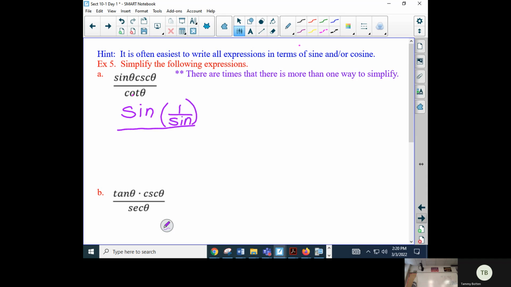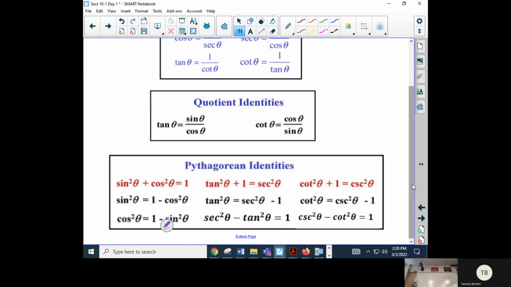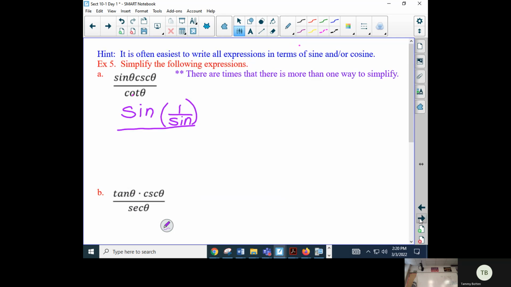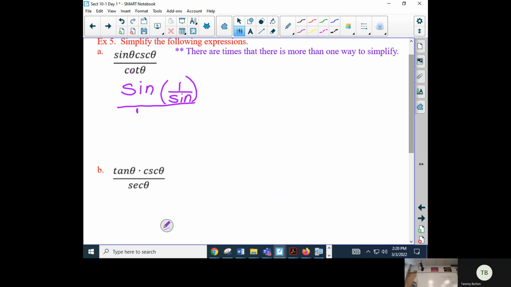Then on the bottom, do you remember what cotangent is? It is 1 over tan, that's true, but you want to write it in terms of sine and cosine. So you'd want to use this one, okay? So we would write cosine over sine, okay? Now, do you see it? Don't these 2 cancel?